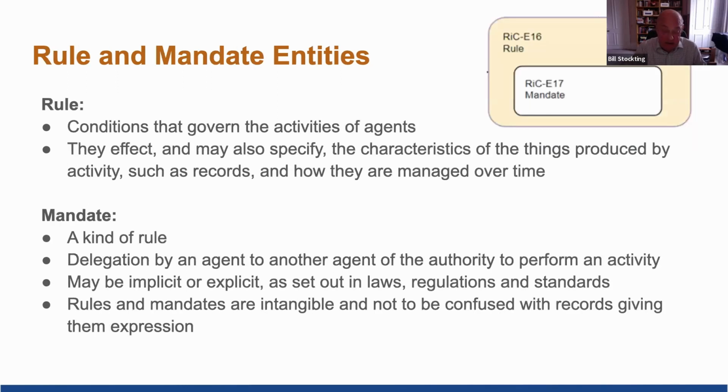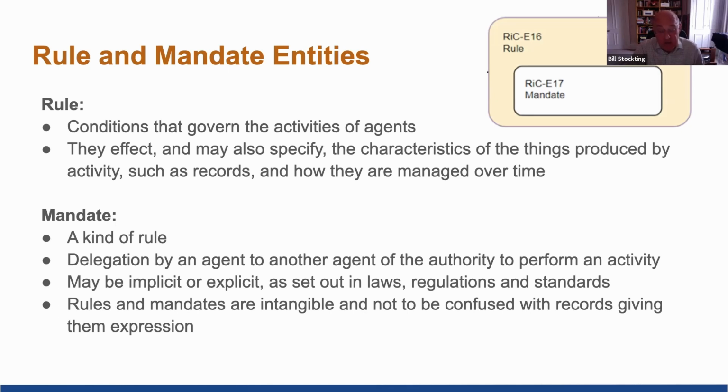Moving on from the core entities, we have the rule entity. Rules are defined as conditions that govern the activities of agents. They affect and perhaps specify the essential characteristics of things produced by such activity, as well as how those things are managed over time. When acting, a governing condition for the agent is that they have the authority to do so. The authority may be implicit, such as social customs or expectations, or in the case of a creative person. It will often, though, be explicit, especially in the case of complex bureaucratic activities, and be expressed in documents such as laws, regulations and standards, which mandate the agent to act and specify how they should do so.